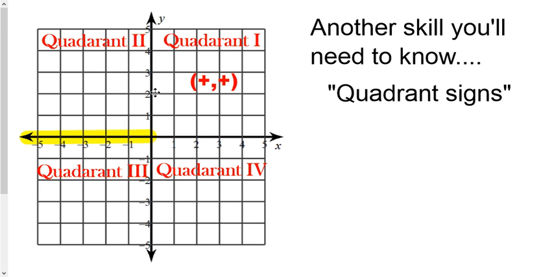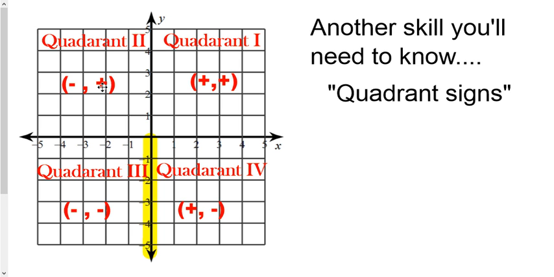For quadrant 2, you can see that all of the x values would be negative and all of the y values would be positive. And so any point in this quadrant, again, would be a negative x and a positive y. And then we come through and we do the same thing in quadrants 3 and 4. Quadrant 3 would be negative x's and negative y's. And then quadrant 4, it would be positive x's and negative y's.